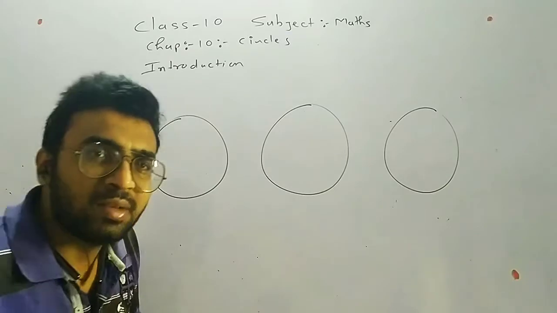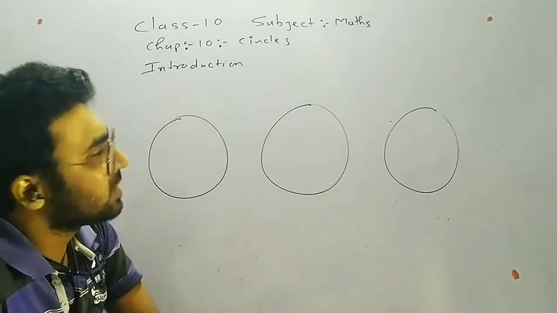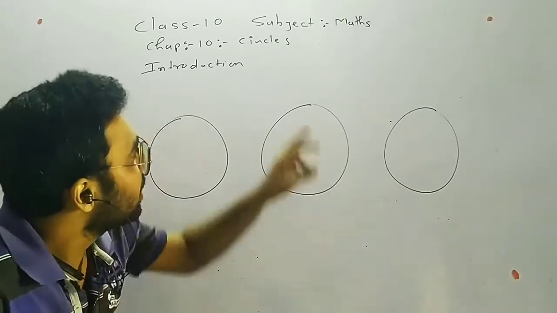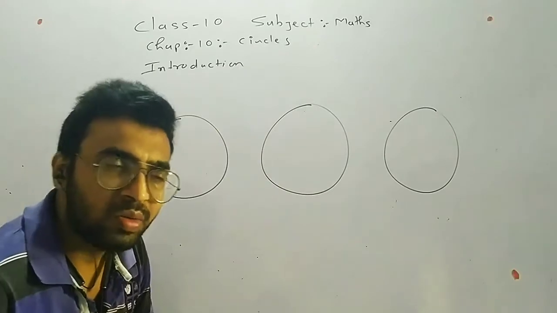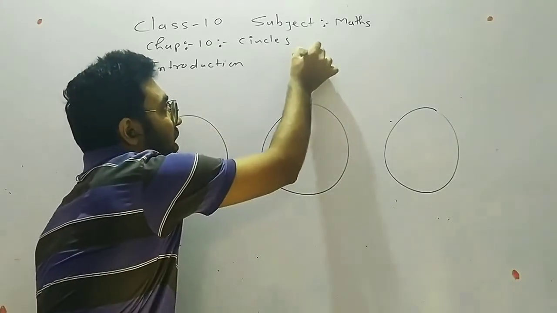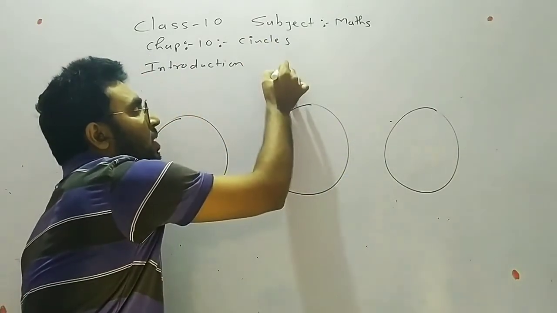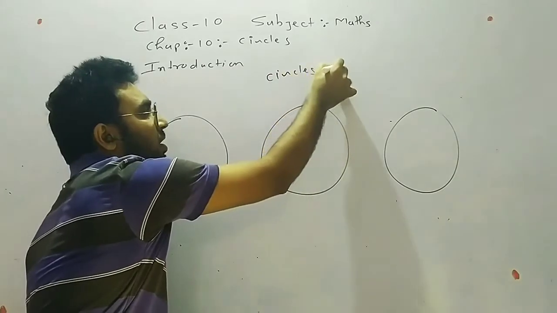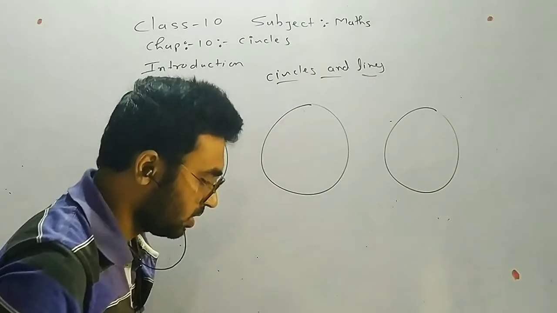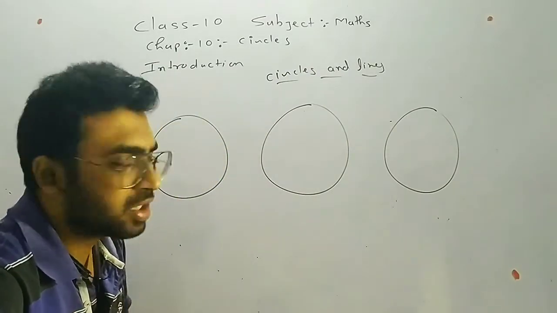Now, today we will learn about class 10, chapter number 10, circle, in mathematics. In this chapter, we will learn about circles and lines. Actually, the name of the chapter is circle, but we will study in this chapter circle and lines.